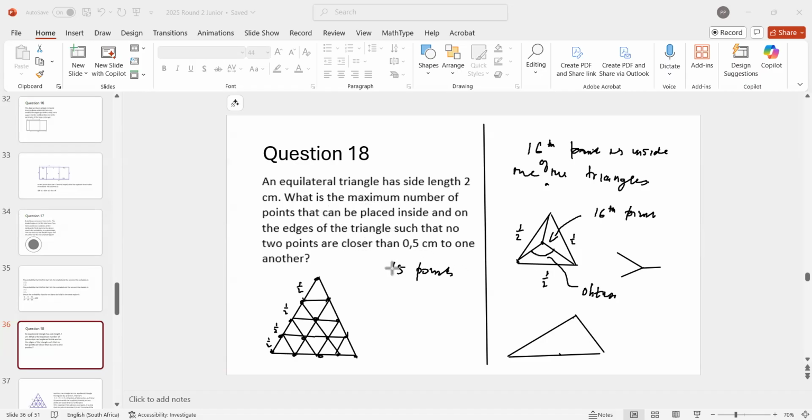So the maximum number that you can place for it to satisfy this condition is 15. At 15, I can make a situation where no 2 points are less than half apart. The moment I put the next one, that condition is violated. You will have 2 points less than half. So this is the maximum number that can be placed. It's a very logical argument. I just want to write down what the answer is.